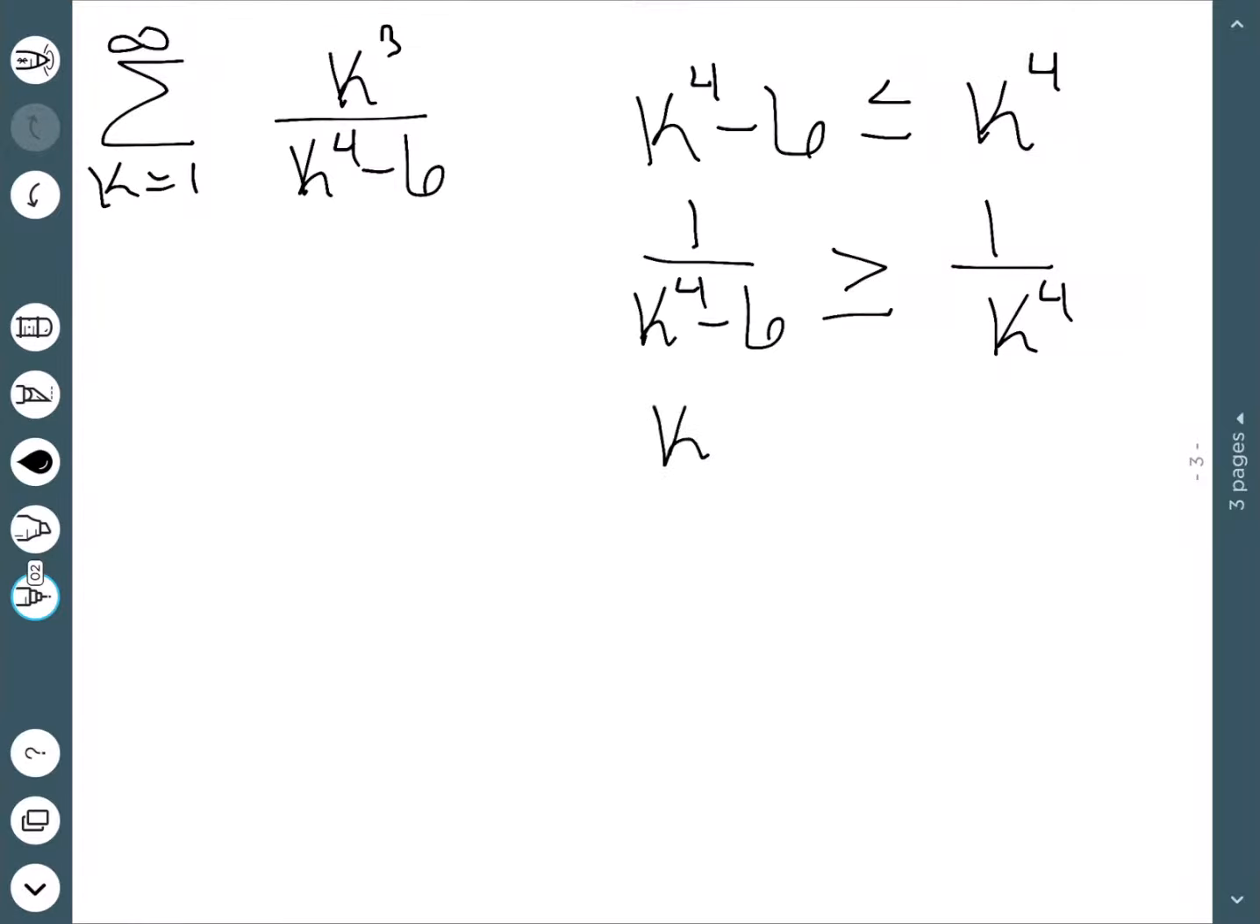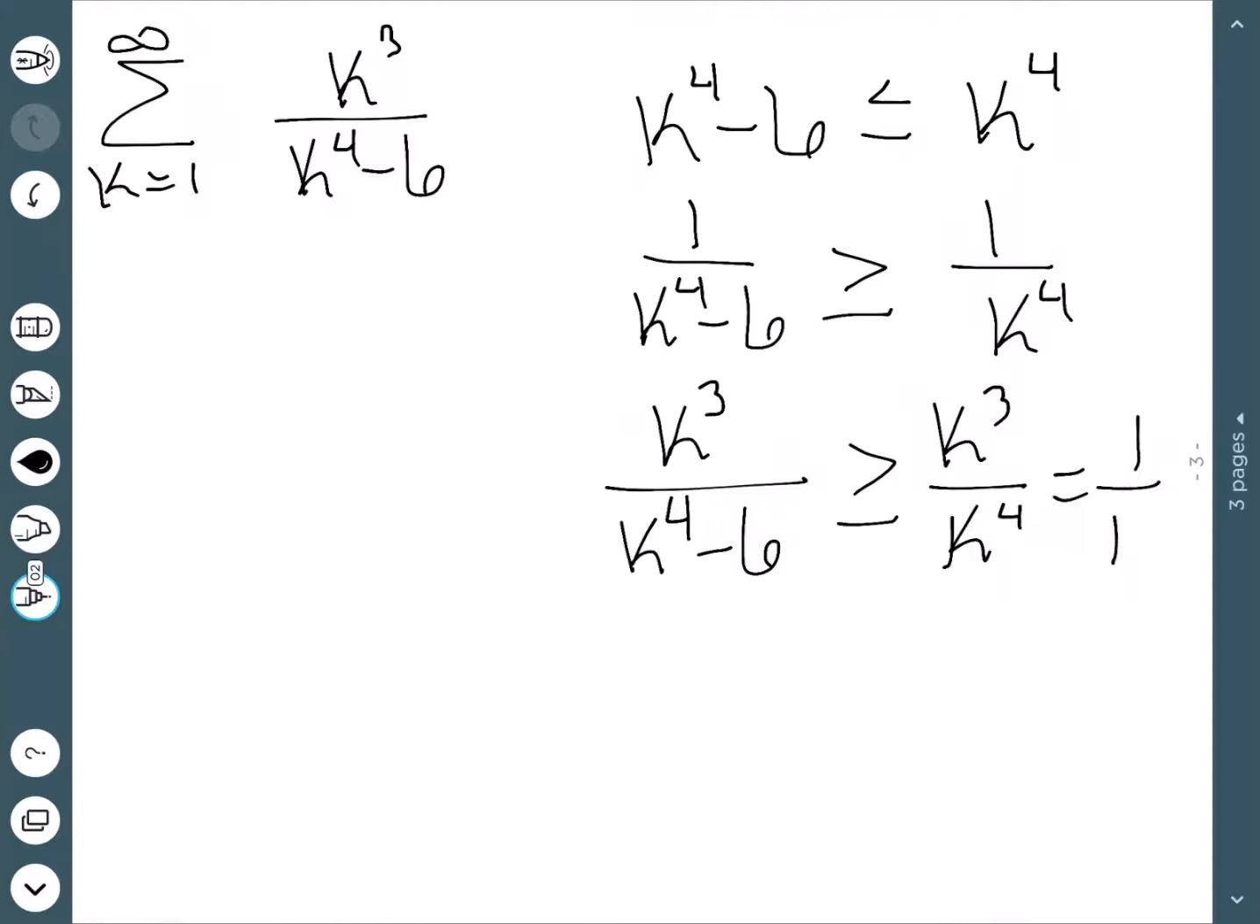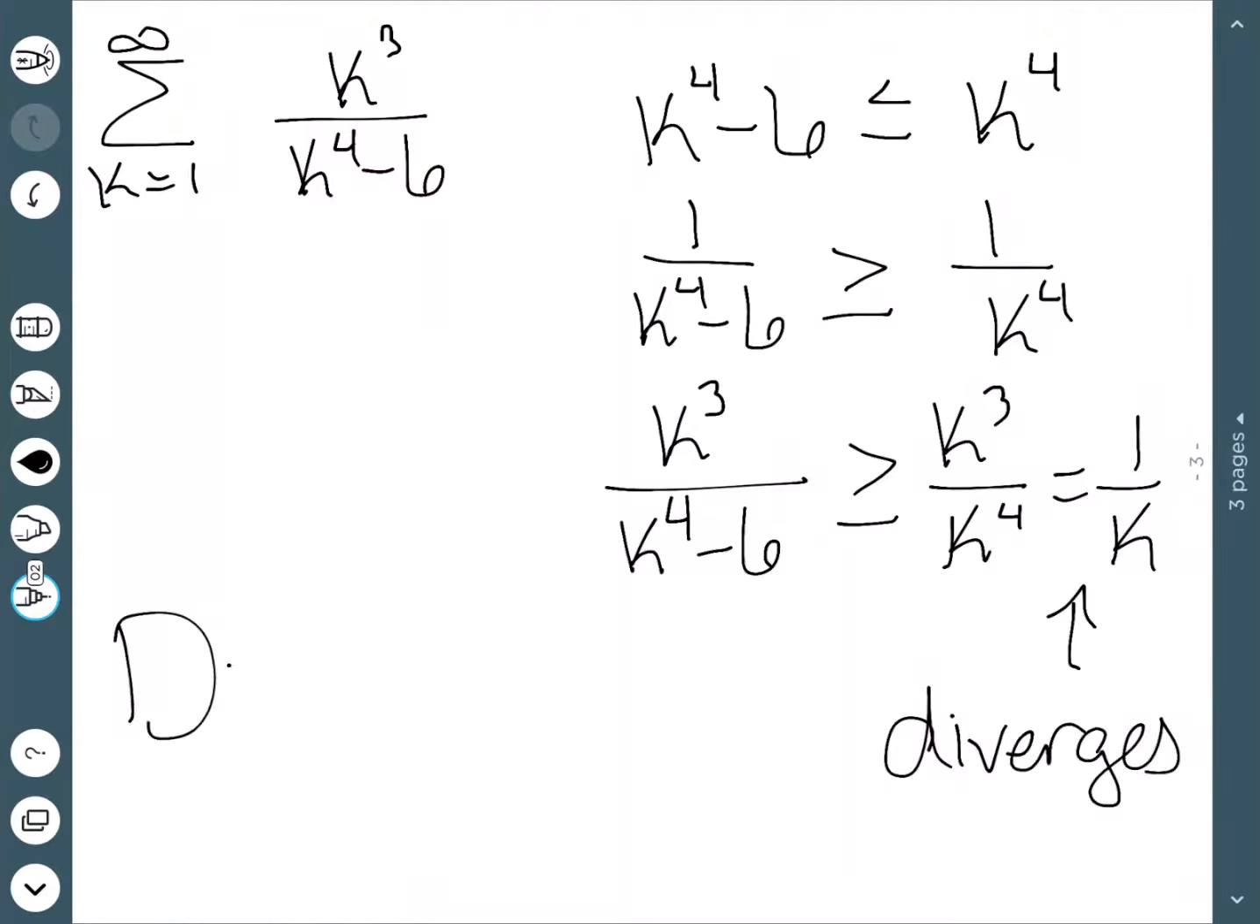I can now multiply both sides by k cubed. So now I have k cubed over k to the fourth minus 6 greater than or equal to k cubed over k to the fourth, which is 1 over k. I know that the sum of 1 over k diverges, and now I have something bigger than something that diverges, so my original series will also diverge.